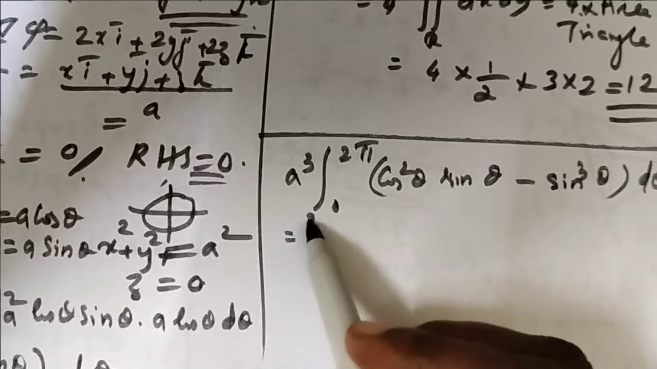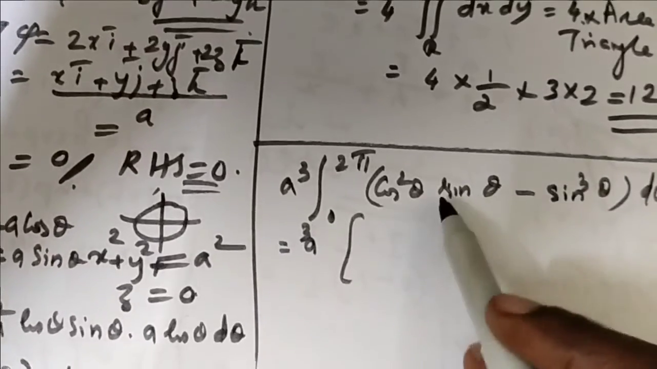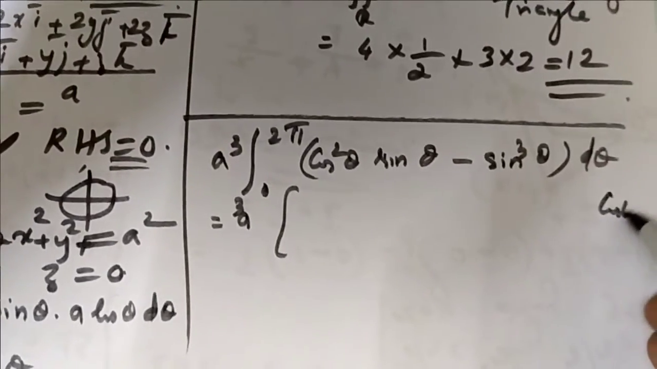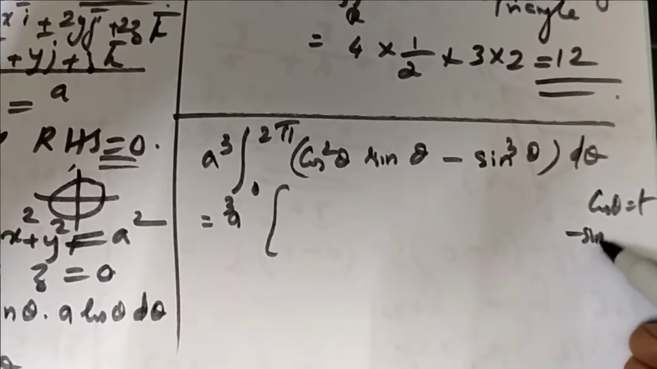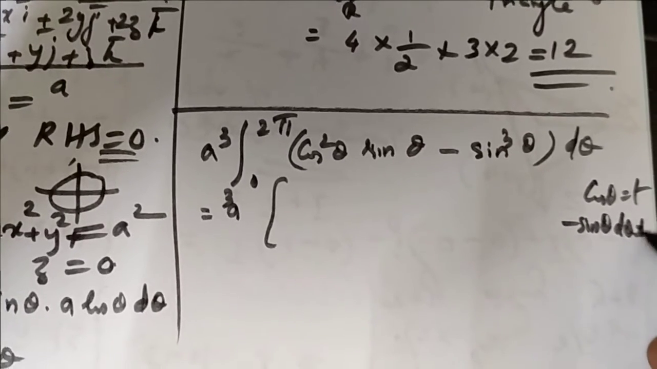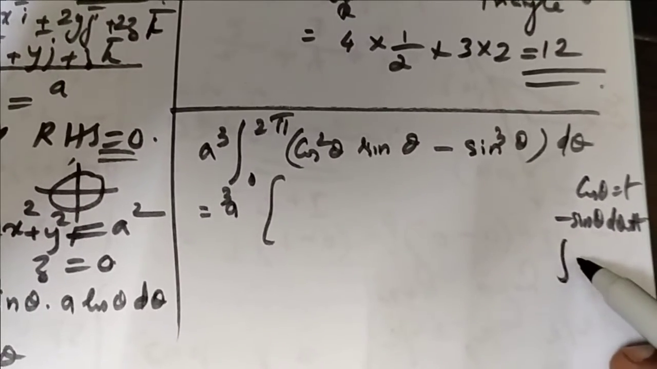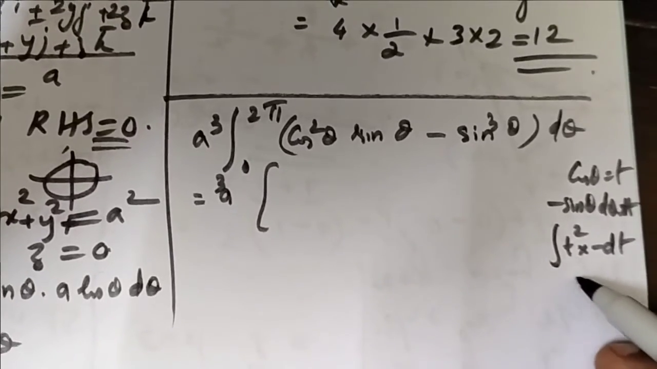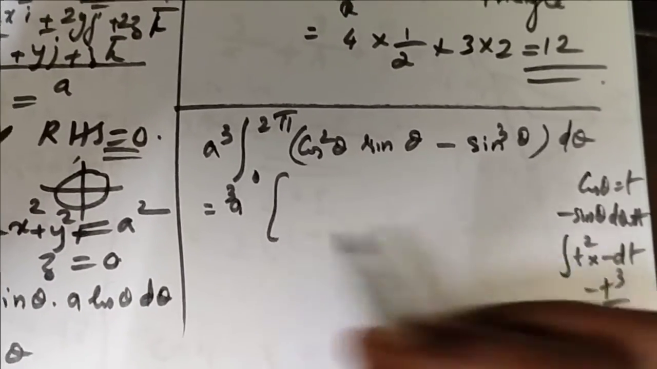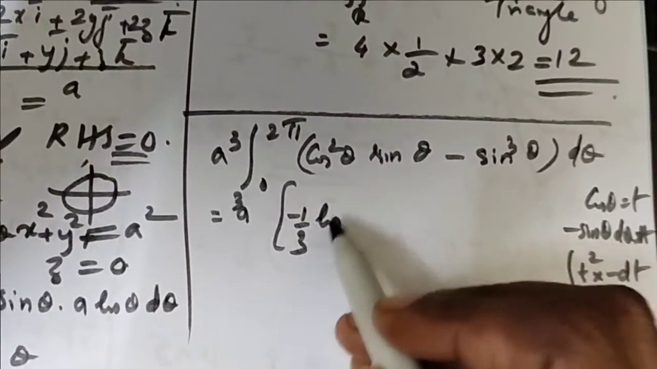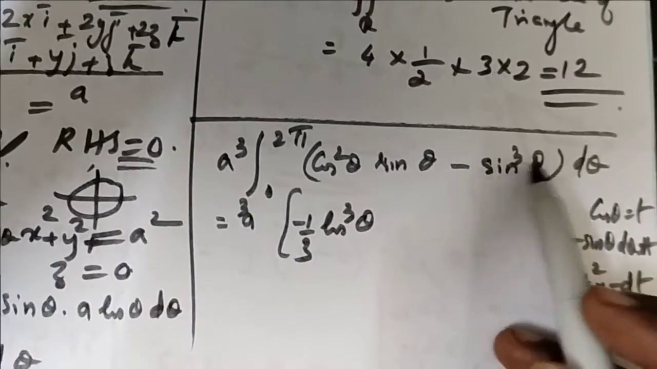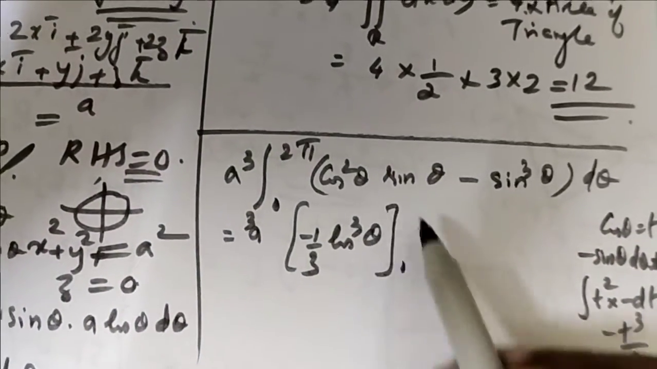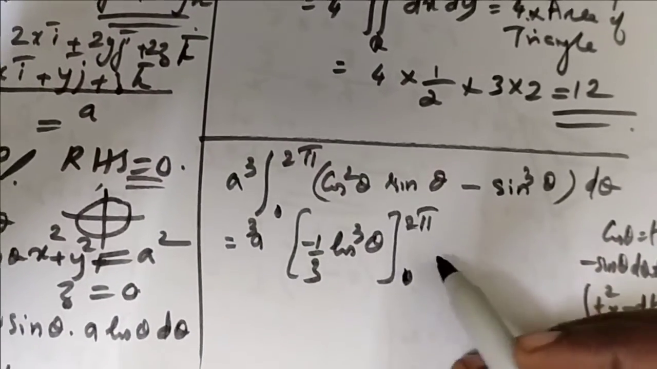So it is a cube into, what's the integral of this one? If you put cos theta as some t, minus sin theta d theta will be dt, and the integral of t square into minus dt is minus t cube by 3, that is minus 1 by 3 cos cube theta. Then what is the integral of, so this one plus this one from 0 to 2 pi.